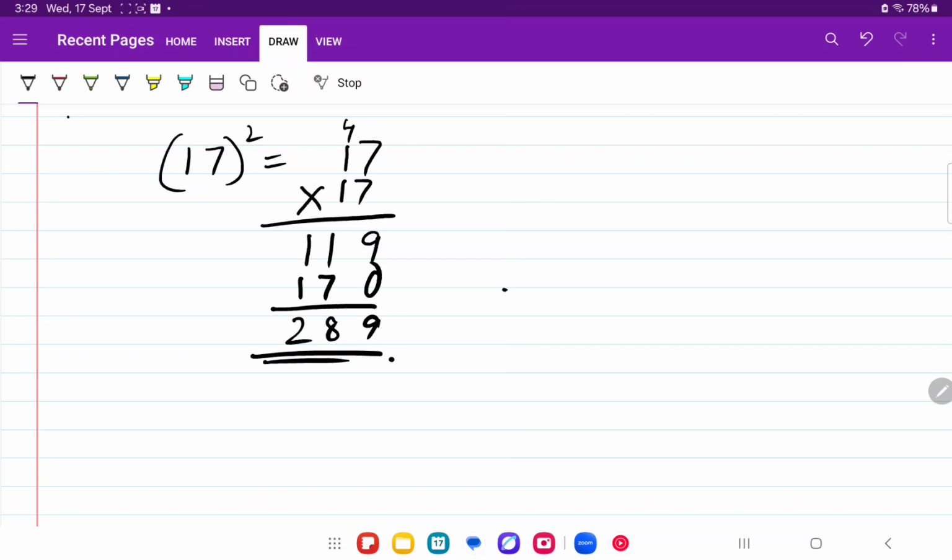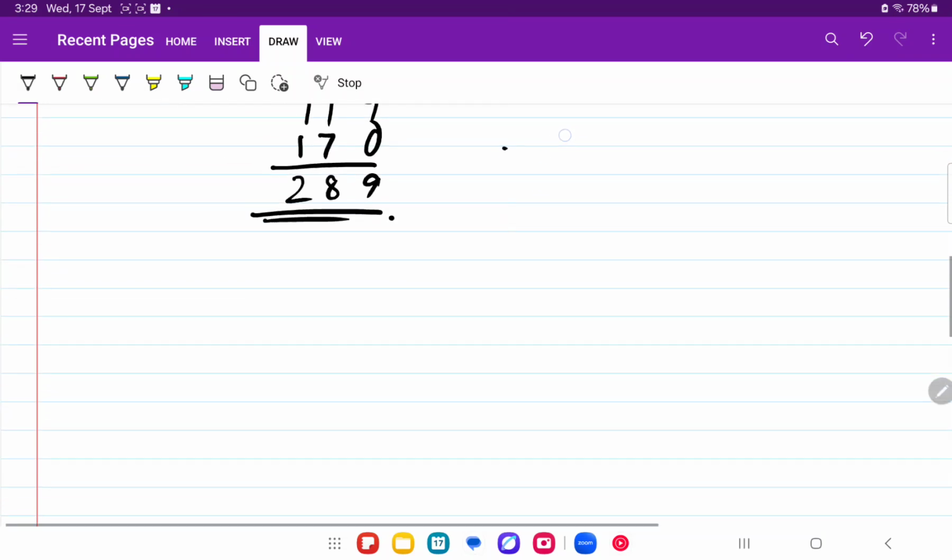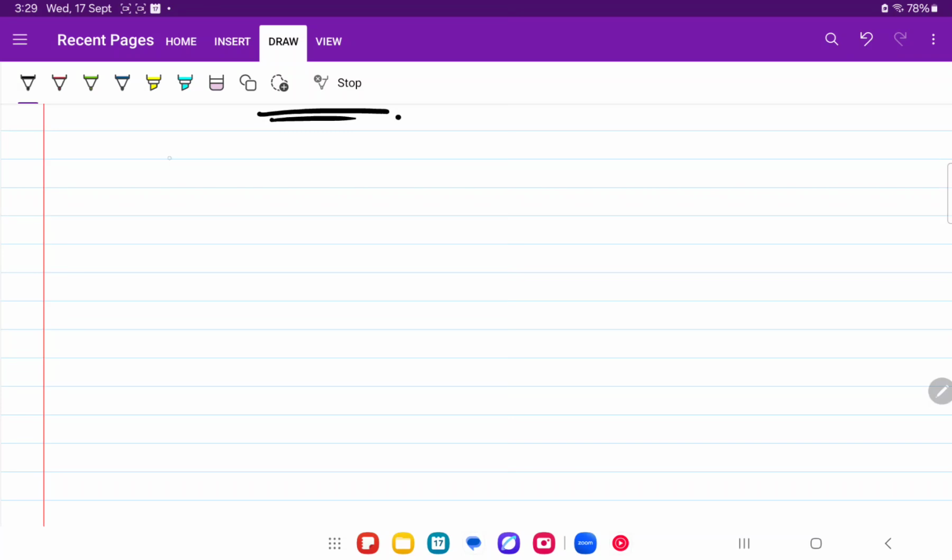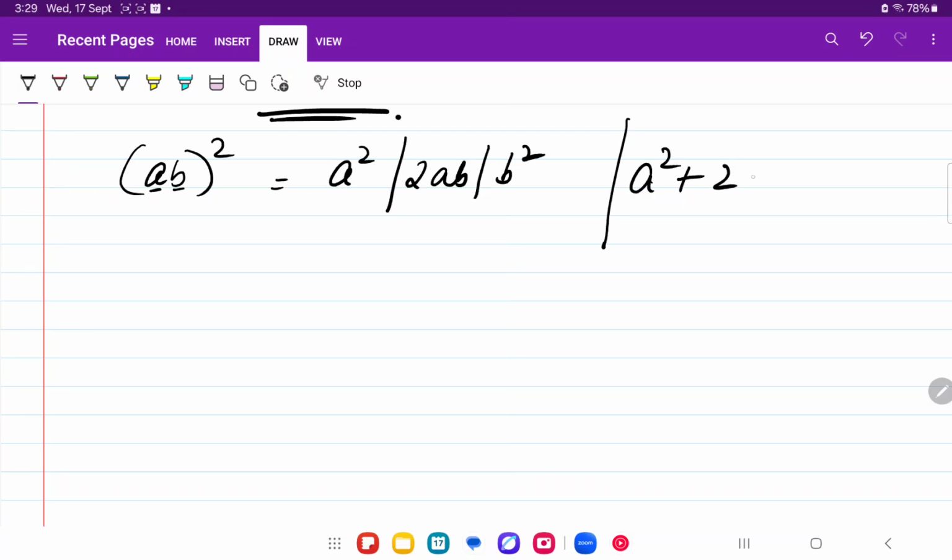Instead of this, we have a small formula which will help you find the square of numbers easily. Does any of you know it already? If not, just see here. How do we find the square of a double digit number? If A is the tens place digit and B is the ones place digit, it is A square, 2AB and B square. You can even do A square plus 2AB plus B square.